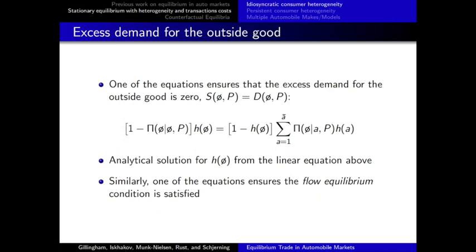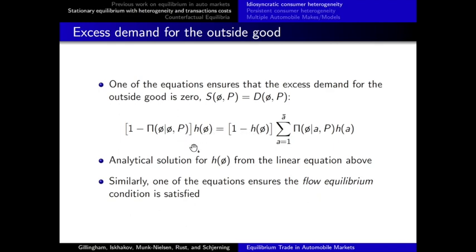So the excess demand for the outside good, this is something that we need to calculate. I just want to dwell on how you solve for that. Basically, one of the equations that ensures the excess demand for the outside good is zero is this additional restriction that the number of people in the outside good should be constant in equilibrium. If you write that out from the elements in the matrix, you're going to get this equation.